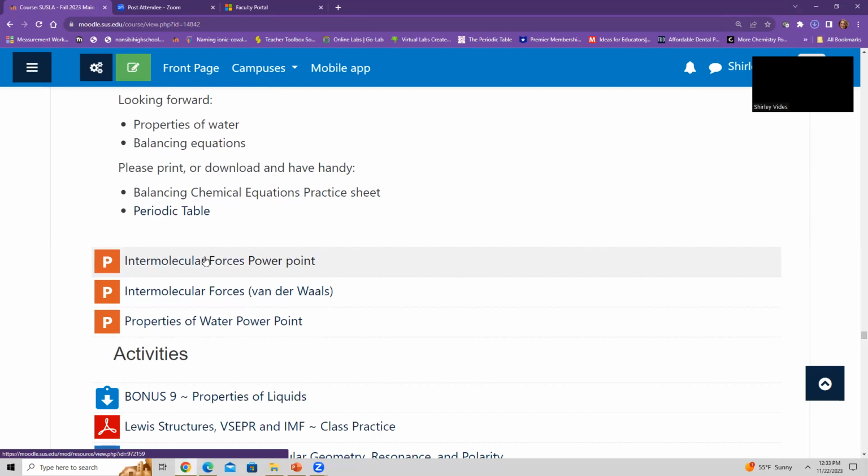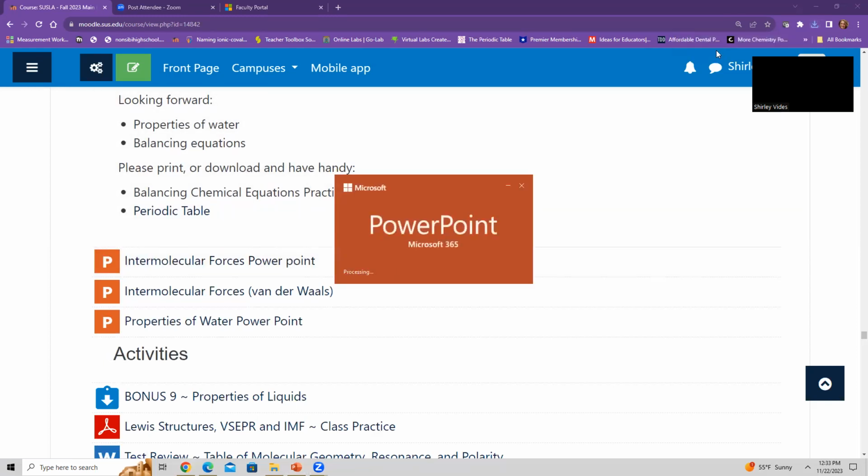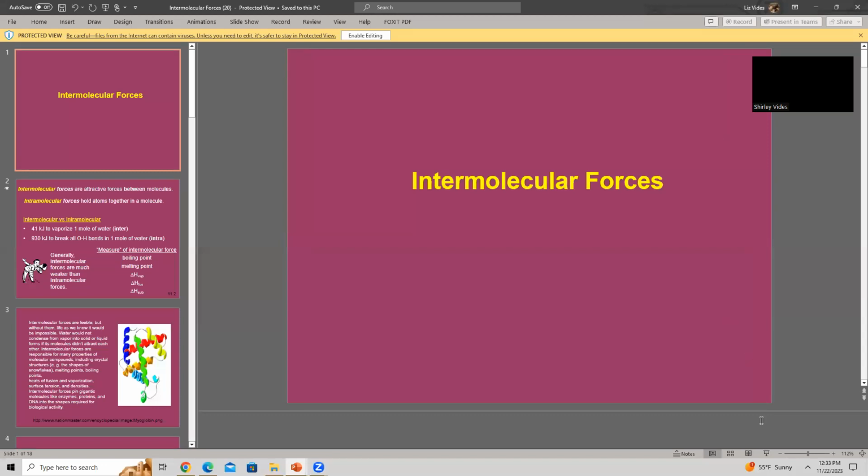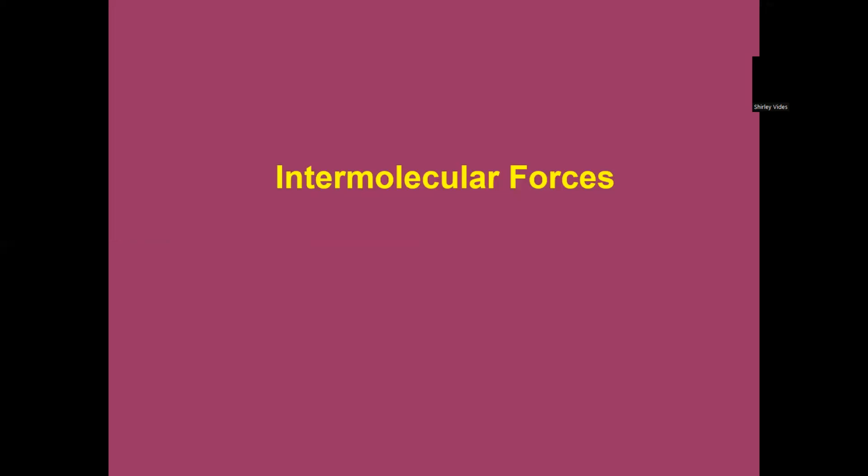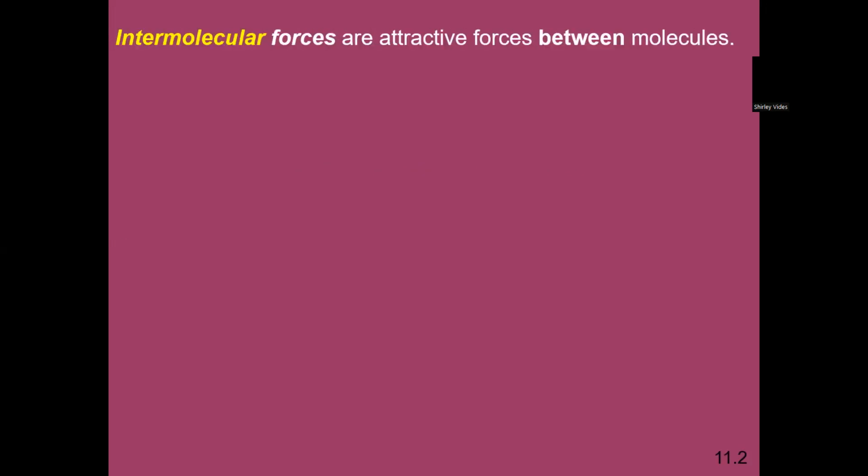This PowerPoint, not the other one, I like this one better, is geared towards you finding out what these forces are and how they apply. So let's go look at them. All right, so what is an intermolecular force? An intermolecular force is an attractive force between molecules.